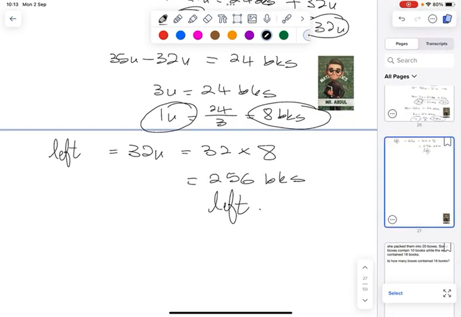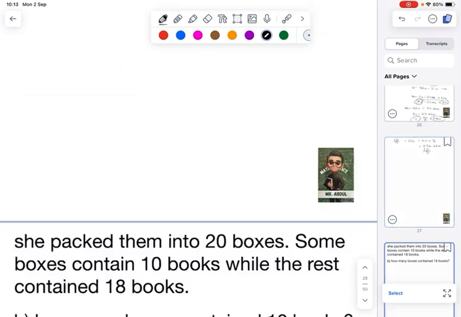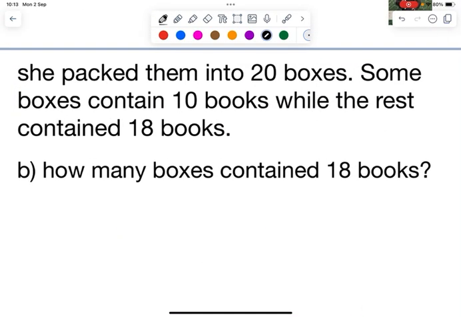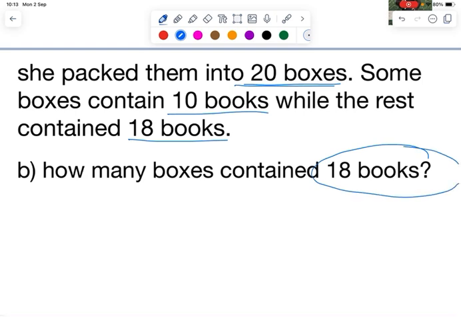In the next portion we are required to find, she packed the balance, that means she packed the 256 books into 20 boxes, right? And some boxes contain 10 books while the rest contain 18 books, right? And we are going to find how many boxes contain 18 books.